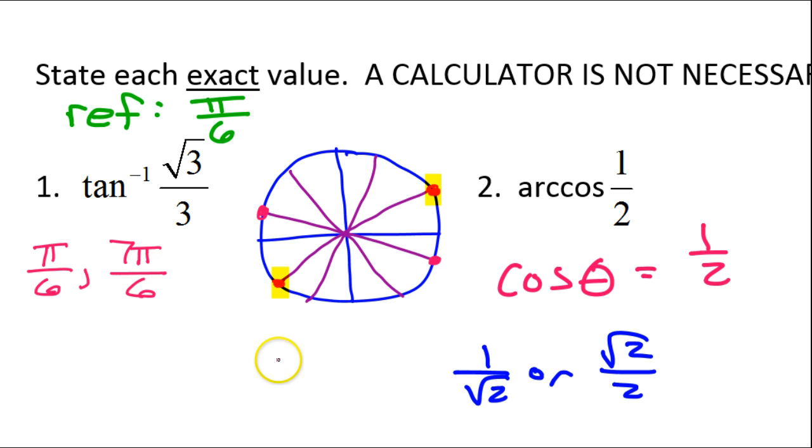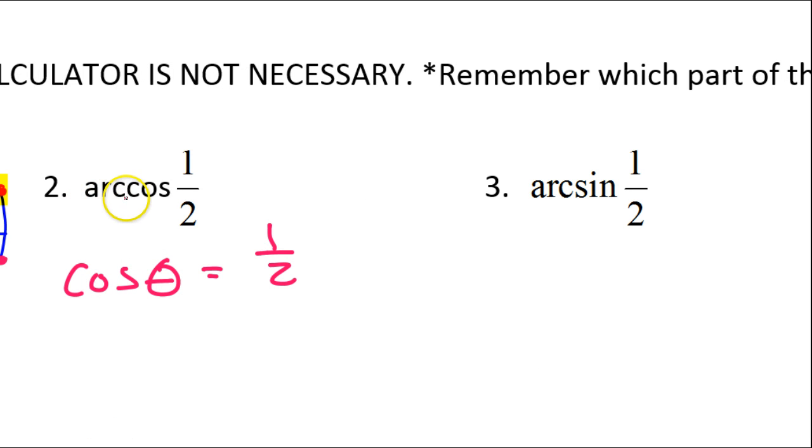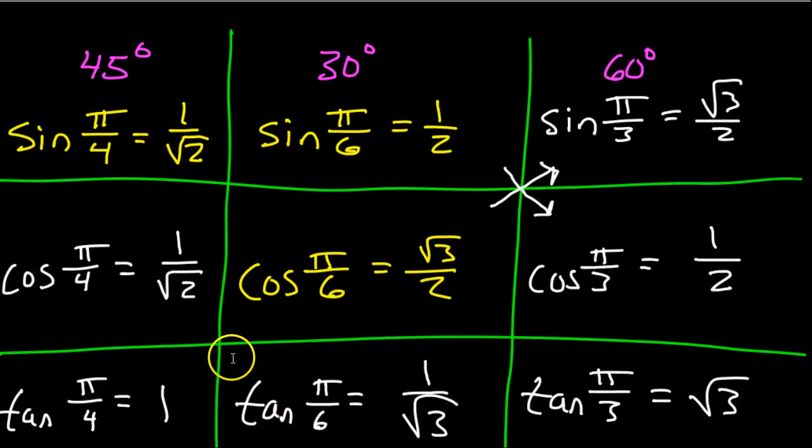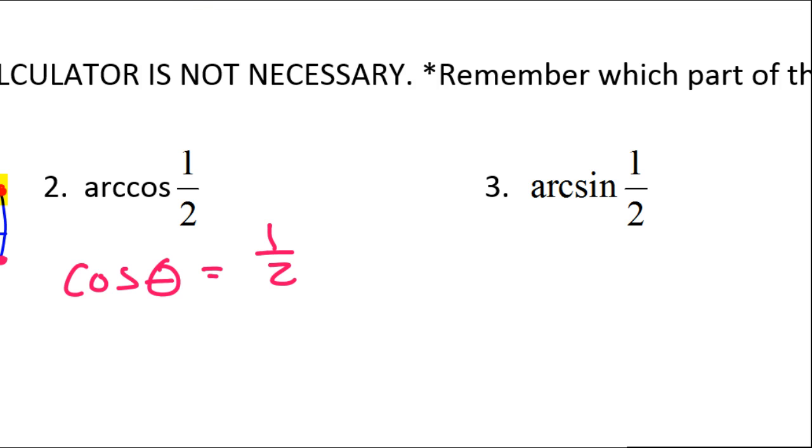Alright, let's look at that again for number 2. Arc cosine of 1/2 means what angle has a cosine of 1/2? So you should be thinking this in your mind: cosine of what angle is 1/2? Well, look at your scratch paper. Where do you see 1/2? I see 1/2 right here. Cosine of pi over 3 is 1/2. So be careful, that just tells me that pi over 3 is my reference angle. So I've got a reference angle of pi over 3 to start me off.